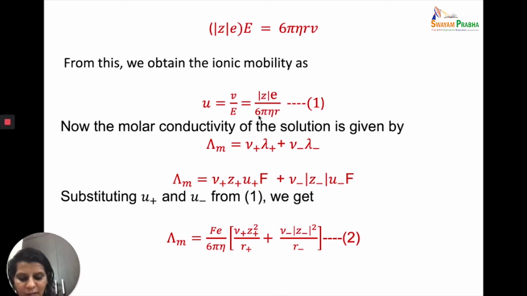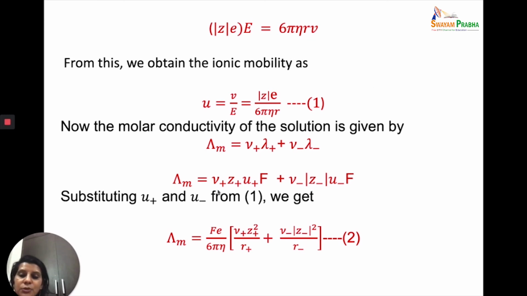Now let's recall the value of molar conductivity. According to Kohlrausch's law, lambda m is equal to nu plus lambda plus, plus nu minus lambda minus. We have also found out the values of lambda in terms of ionic mobility. So we just substitute here.